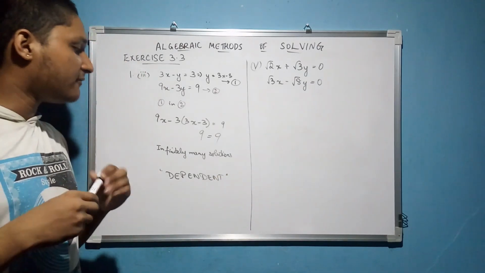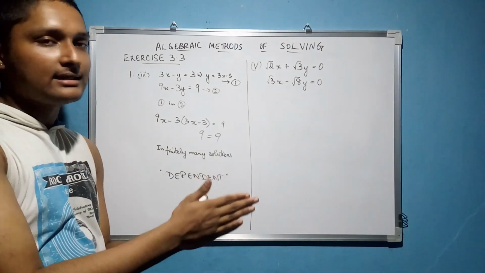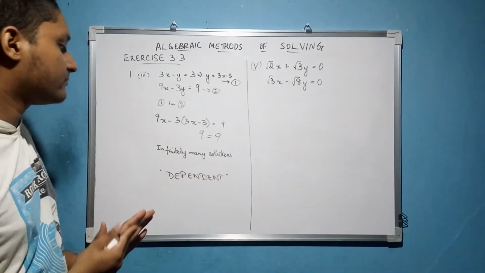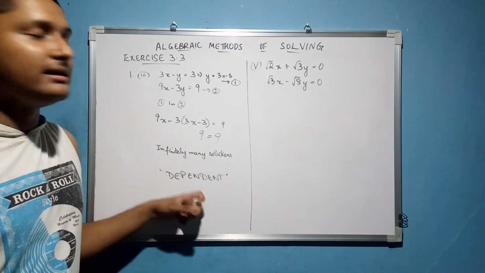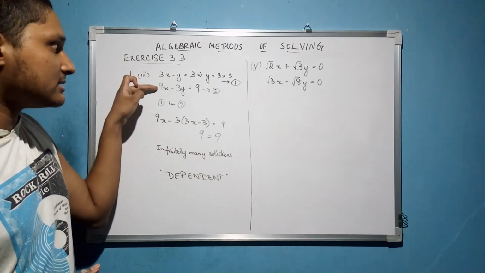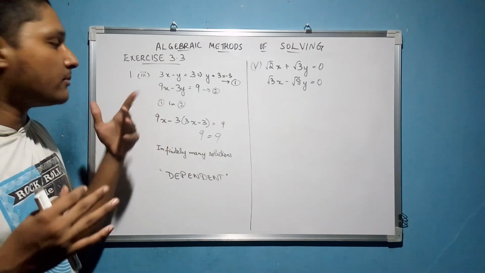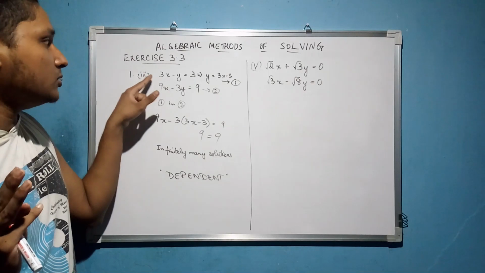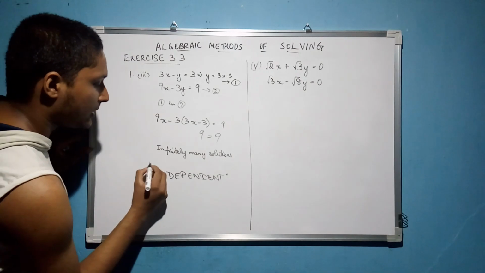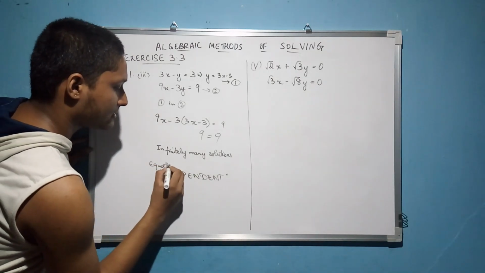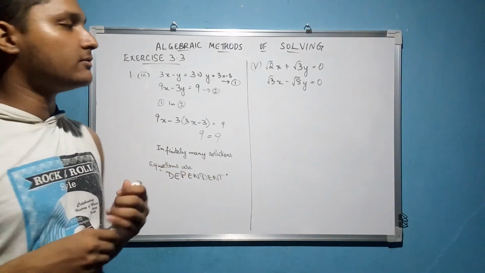When they are going to have infinitely many solutions, that means one line is overlapping the second line, when you speak geometrically. Algebraically, you are going to say that it is dependent. That means that equation 1 is similar to equation 2. It only has an extra factor of 3 multiplied to each term in the equation. Therefore you can tell that the equations are dependent.